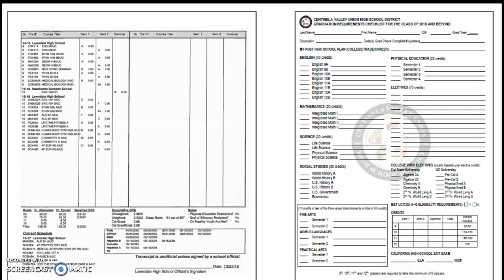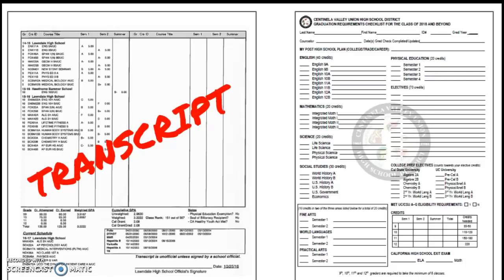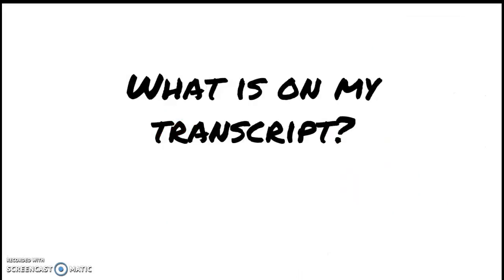You should have received these two sheets of paper. The first one is a copy of your current transcript. Your transcript includes all of the courses you have taken so far in your high school career. The other sheet is your grad check. We are going to complete this today so you can monitor your progress towards graduation.